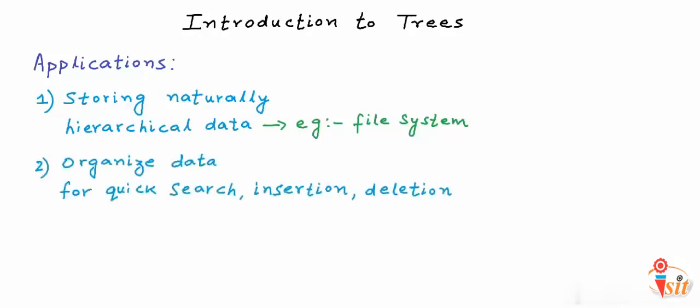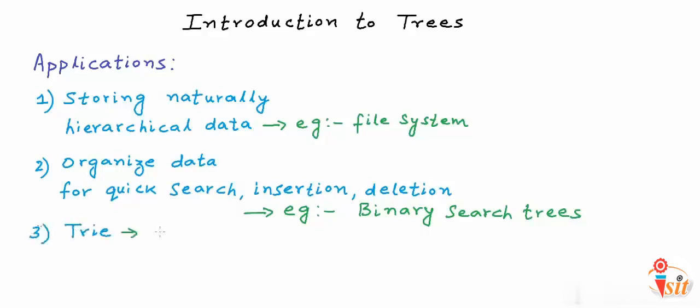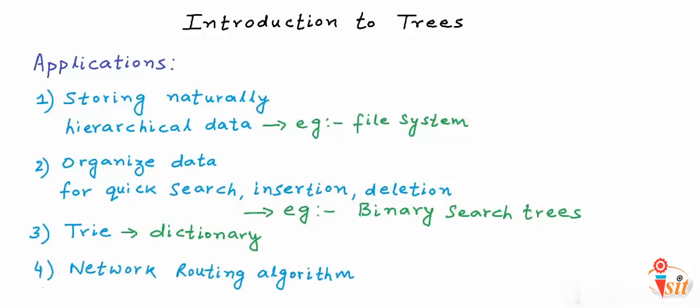Next application is organizing data, organizing collections for quick search, insertion and deletion. For example, binary search tree that we'll be discussing a lot in the next couple of lessons can give us order of log n time for searching an element in it. A special kind of tree called trie is used to store a dictionary. It's really fast and efficient and is used for dynamic spell checking. Tree data structure is also used in network routing algorithms, and this list goes on. We'll talk about different kinds of trees and their applications in later lessons.